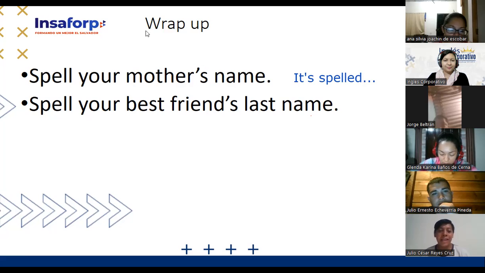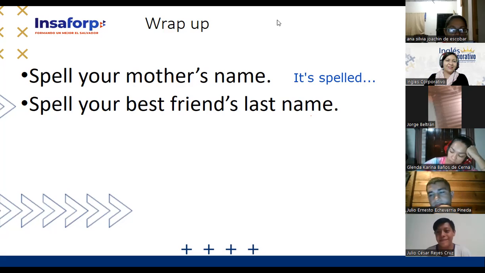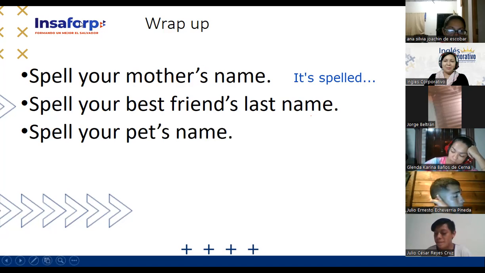Okay, Julio César. My best friend's last name is R-I-B-A-S. Can you repeat, please? R-I-B-A-S. Rivas. Yeah. Rivas. Okay. R-I-B-A-S. Okay. Very good. Spell your pet's name. What is your pet's name? My pet's name is O-S-I-T-A. What is its name? O-S-I-T-A. Osita. Osita, yes.